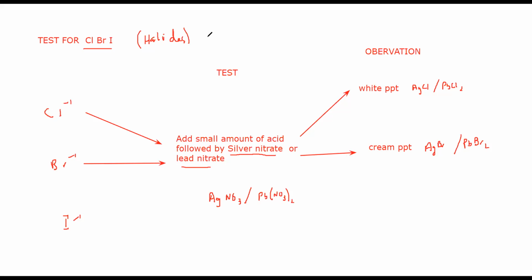If there is iodide ion and you add silver nitrate or lead nitrate, what will be the observation? You will observe a yellow precipitate. Sometimes they ask you to state the formula for the precipitate. So for the yellow precipitate, if you add silver nitrate, it is silver iodide. If you add lead nitrate, it is lead iodide.